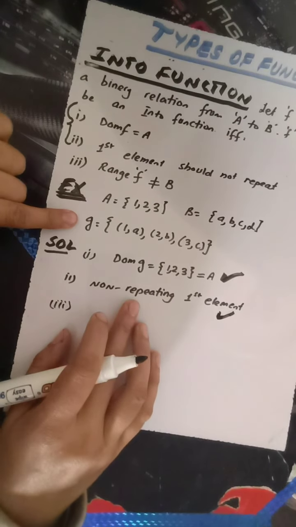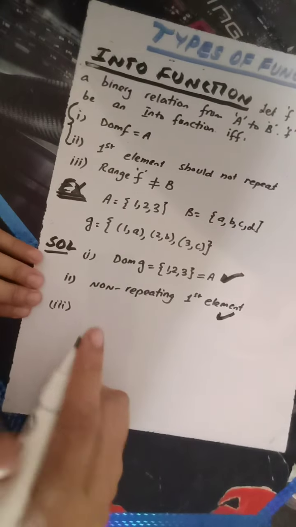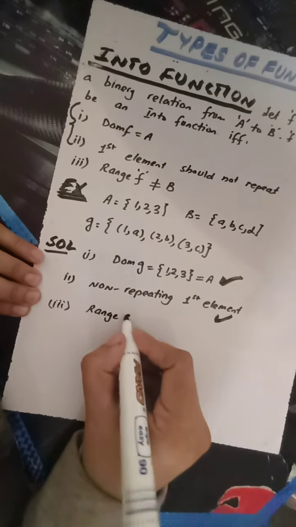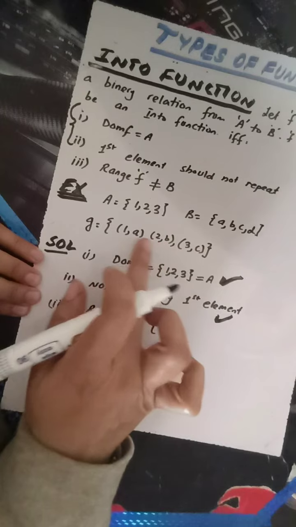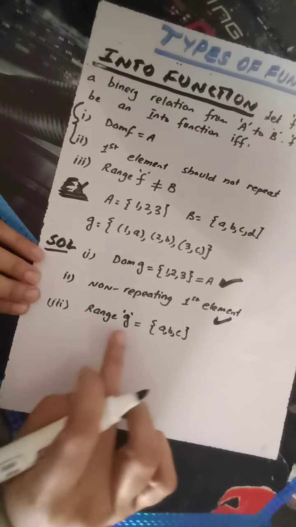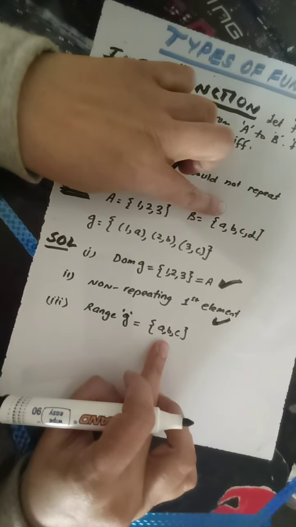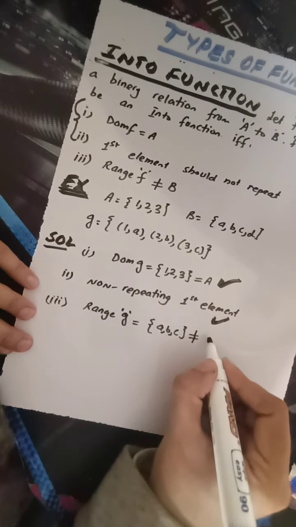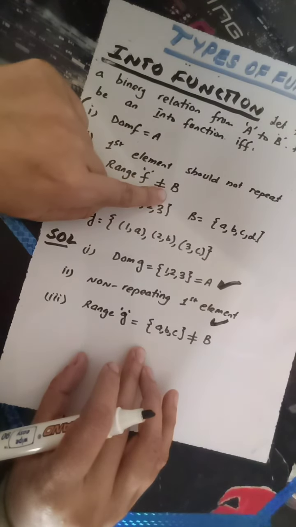So it means that this binary relation is a function. Now to find the type, we have to observe its range. If I find the range of G, then the range of G is the set of all the second elements, which is A, B, C. Now range of G is A, B, C, while the set B is A, B, C, D. Now if you observe these two sets, then we can easily declare that range of G is not equal to B. So range of the given binary relation is not equal to B.